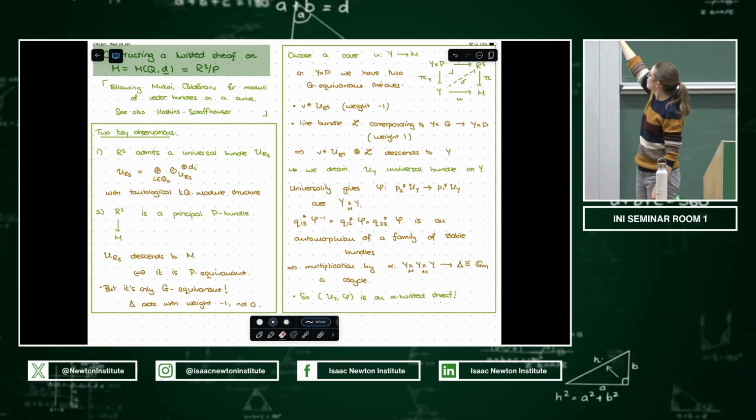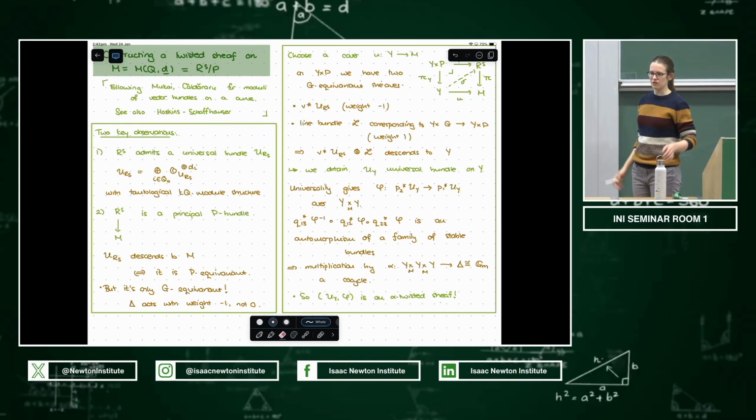So I don't quite have a sheaf on M, but I have an alpha-twisted sheaf on M, which is given by an actual sheaf over this cover and an isomorphism that almost glues but doesn't quite glue.